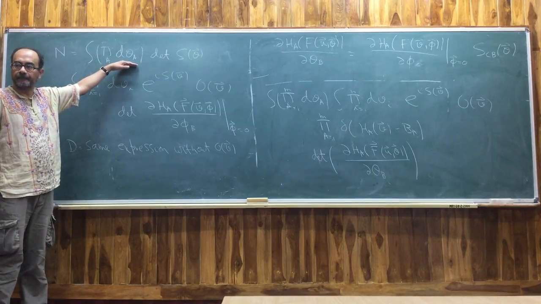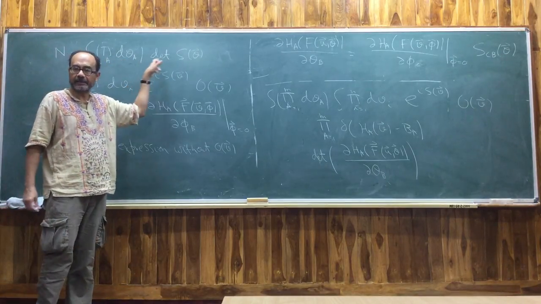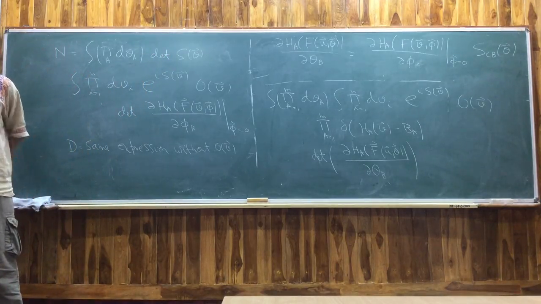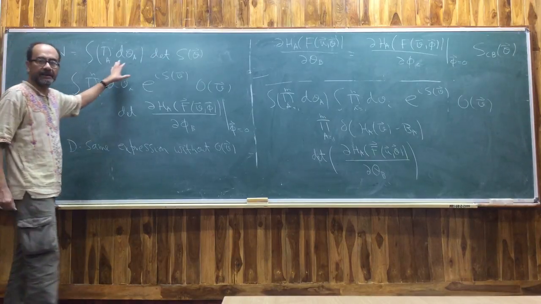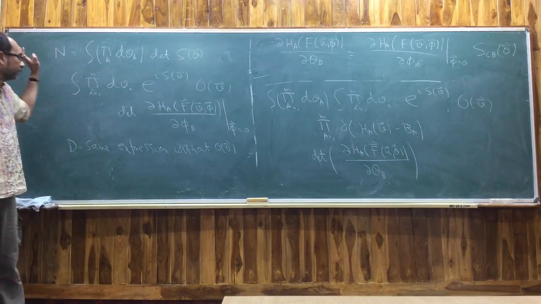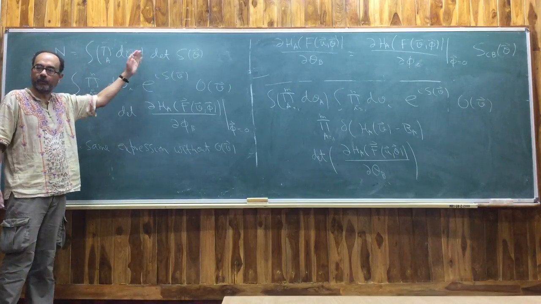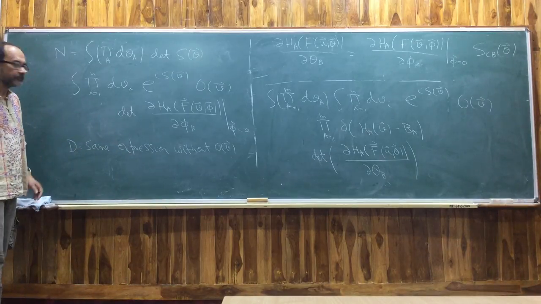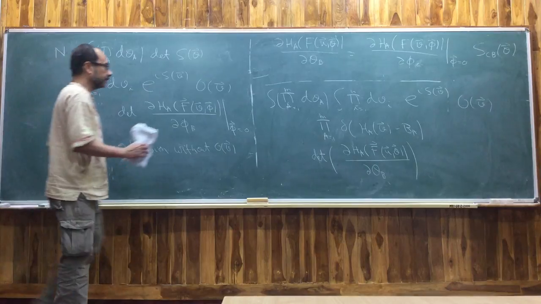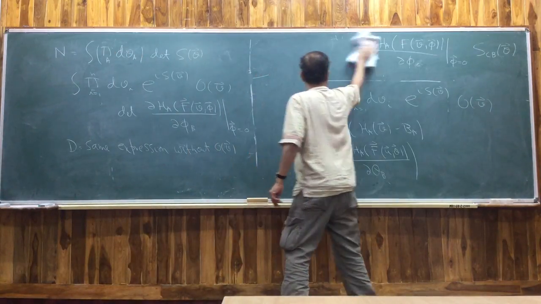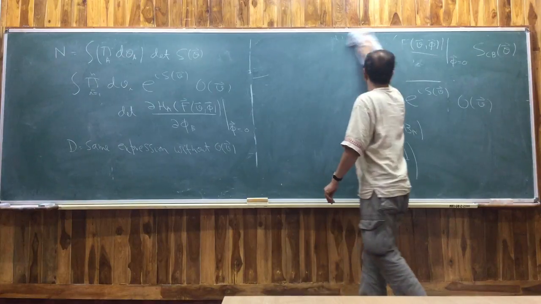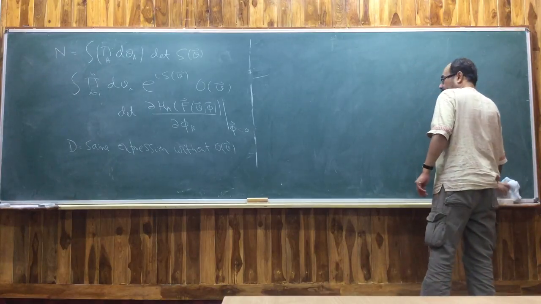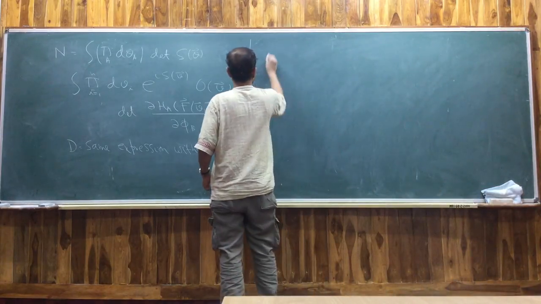This just cancels. This in fact is a natural integration measure over the group, which is often called the Haar measure, because this is really a property of the group. You can show that this is a natural integration measure over the group, but we don't need to care about this. It just cancels between the numerator and denominator. What we are left with is this divided by the same thing without O. So let me write that expression here. N over D.